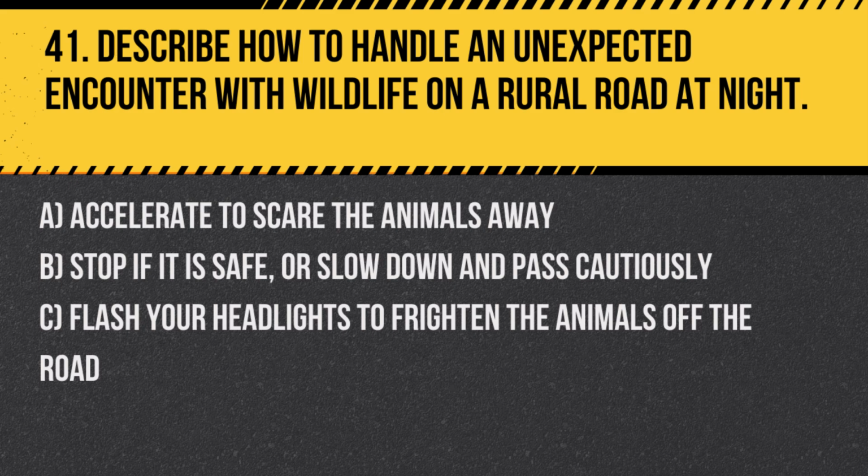Describe how to handle an unexpected encounter with wildlife on a rural road at night. A. Accelerate to scare the animals away. B. Stop if it is safe, or slow down and pass cautiously. C. Flash your headlights to frighten the animals off the road. Answer: B. Stop if it is safe, or slow down and pass cautiously.